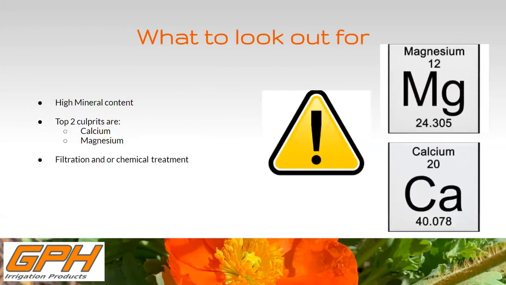When testing the water, the two culprits to look for are calcium and magnesium. Again, there are ways to handle these. You can filter, but chemical treatment is probably going to be your best bet if you have too high of these two minerals. Getting into chemical treatment and filtration is a whole other presentation. But if you are having that, you need to do some research and figure out how to implement that into your system.